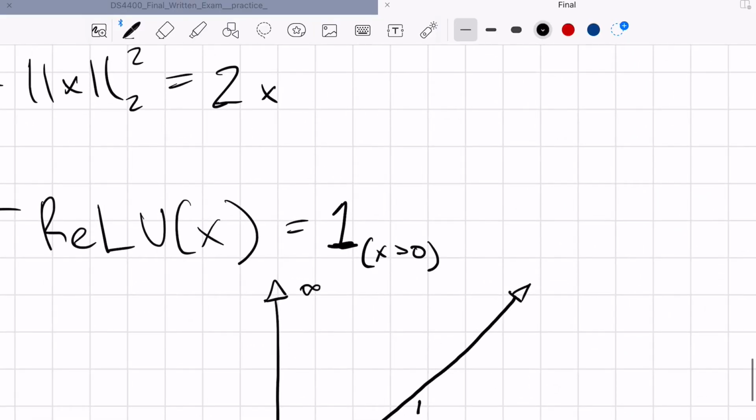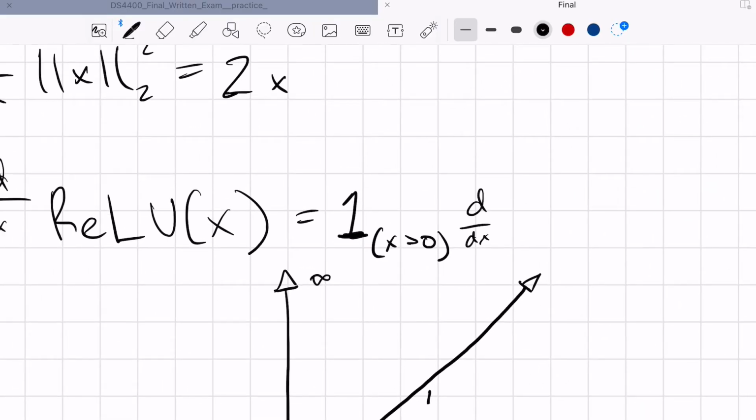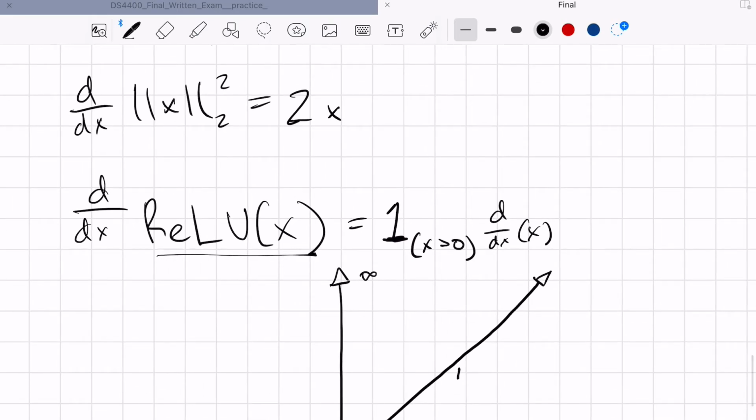And then finally, we just need to multiply by the derivative of the inside, the derivative of w transpose x, because of the chain rule. Because this is a function, we calculate the derivative of the function and then distribute the derivative towards what you pass into it.